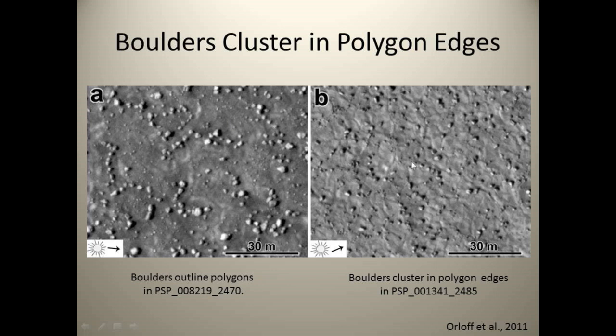And in this one, we have little boulders lining up in the cracks that outline the shapes of the polygons themselves, like this boulder, this boulder, this boulder, this boulder, and this boulder, and even this boulder are all outlining this polygon here. And if you look closely, nearly every boulder in this image lies on one of the cracks. And so this tells me that boulders indeed are clustering in the polygon edges.